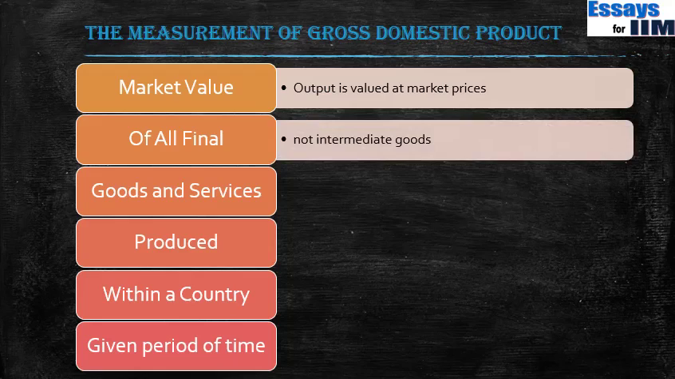Second thing is of all final. So we are not taking into consideration intermediate goods. Let us take an example: wheat was produced in the economy for rupees 100. Now that wheat was sold to someone who makes flour. This person makes flour and then sells the flour at rupees 150. He purchased the wheat at 100 and sold it to, let us say, a baker who bakes bread. Now the baker buys the flour at 150, creates his bread and sells it at 200.